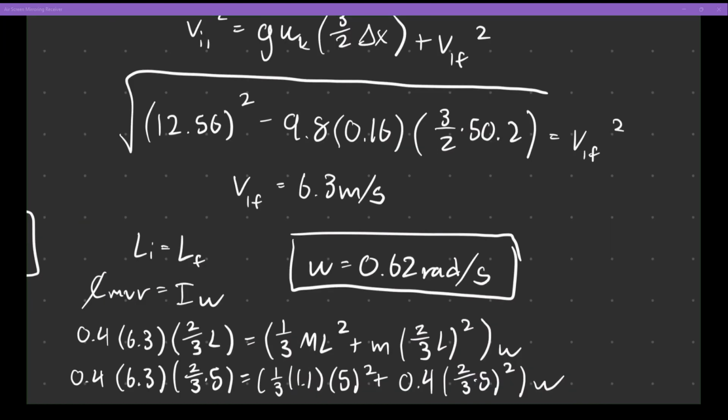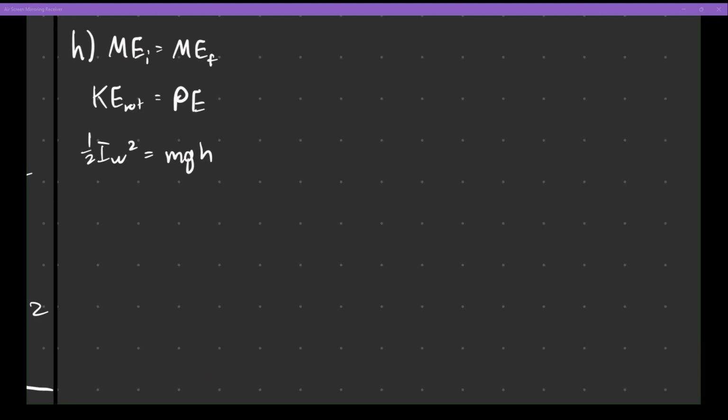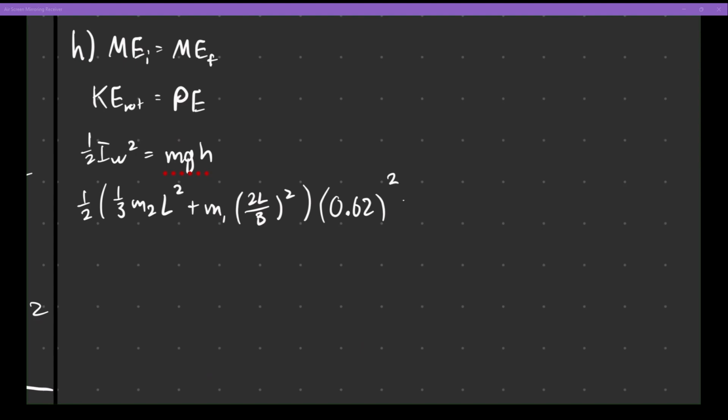Alright, now we're going to go on to part H, which is asking to find the height after the collision that the rod block system will rise to. So I'm going to set up MEI equals MEF, and initially it's just KE rotational, and at the end it's just potential energy, because all of it's converted to that. So it's 1/2 I omega squared equals mgh, and I can expand this out. I know it's going to be 1/3 because the pivot's at the top, M2 for the rod, L squared, plus M1 block, 2L over 3 squared, times 0.62, because that's the omega we found in the last part. And M here is M total, because it's combined together.